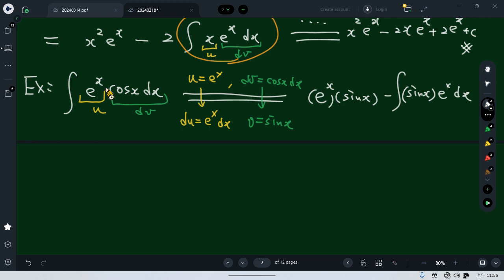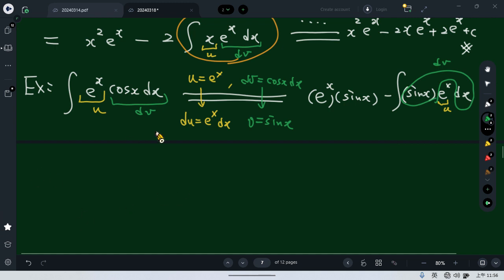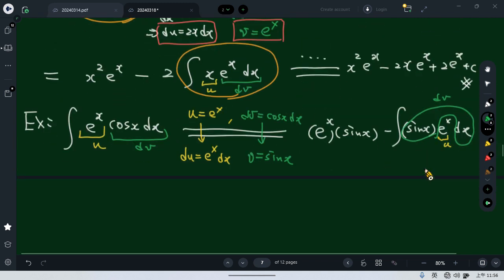So let's just stop here for a while and take a look at this result. You can see exponential function times cosine x. Here is sine x exponential function x. So maybe you will doubt if I just assign it again, for example, here is u, and this part is dv. It will become an endless loop, right? Because sine becomes cosine becomes sine, and just like this.